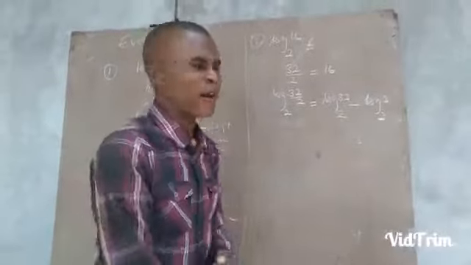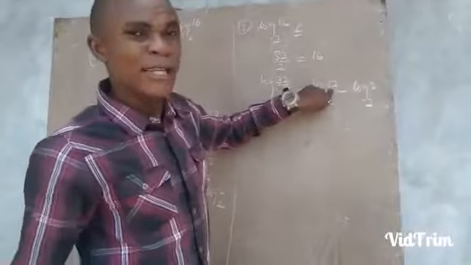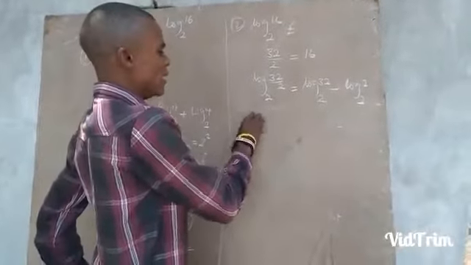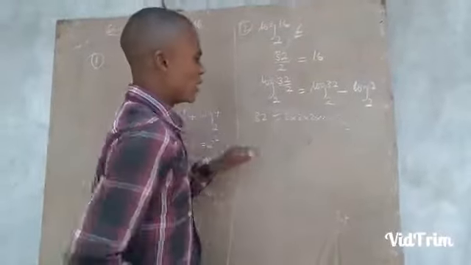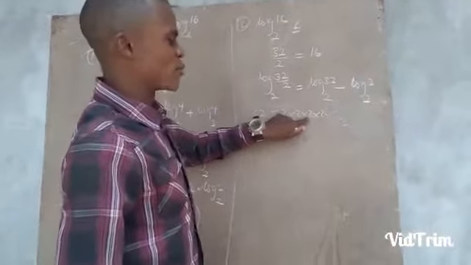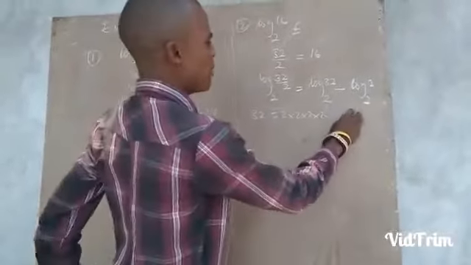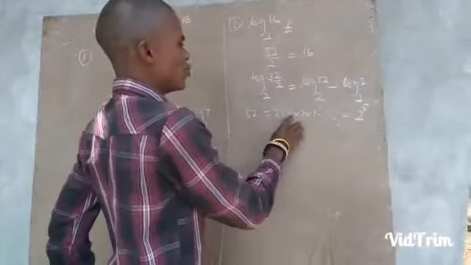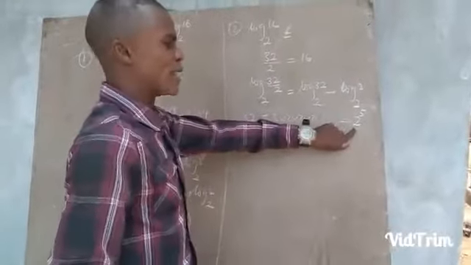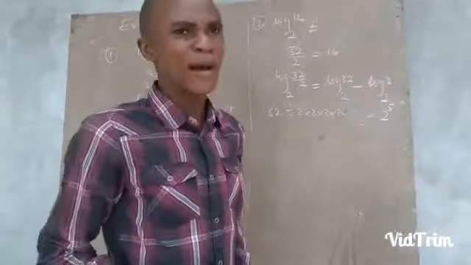We go further with the simplification. When you see 32, 32 in multiplication is 2 times 2 times 2 times 2 times 2. 2 times 2 is 4, 4 times 2 is 8, 8 times 2 is 16, 16 times 2 becomes 32. So that means we have multiplied 2 five times: 1, 2, 3, 4, 5. So wherever you see 32, you put 2 to the power 5.